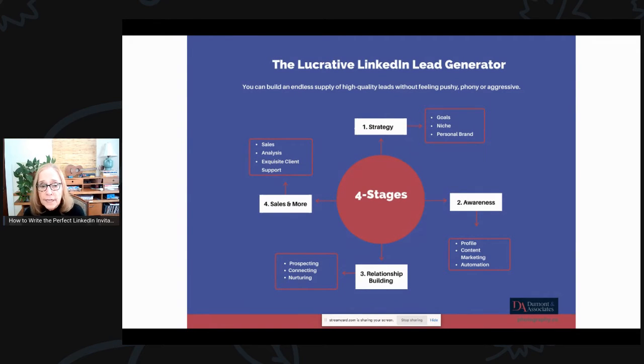We're going to look at relationship building. Prospecting is the first part, where you're finding the people. Connecting, sending them invitations, is the second stage. The third stage is nurturing, where you build that relationship. And finally, in the last stage, you have sales and analyzing the metrics to see if you met your goals, and also getting those clients so happy with you that they'll go out and rave about you to everyone in sight.